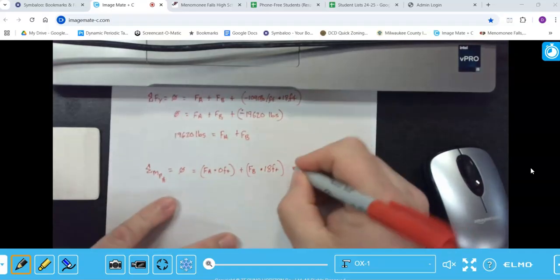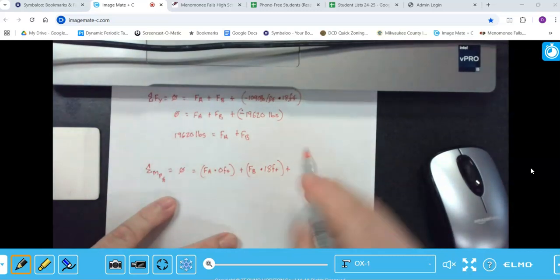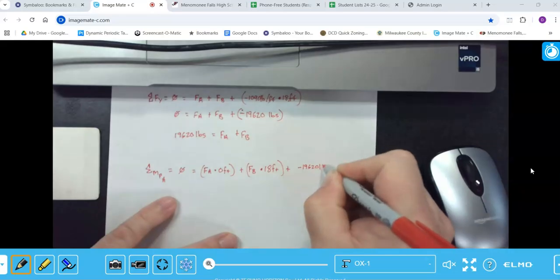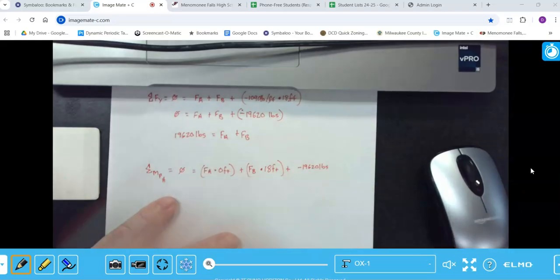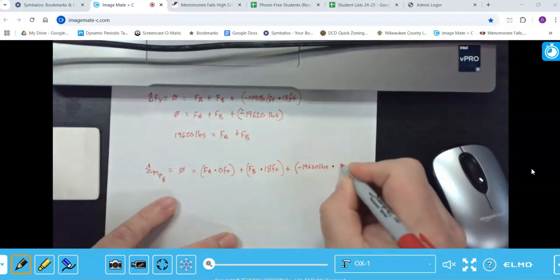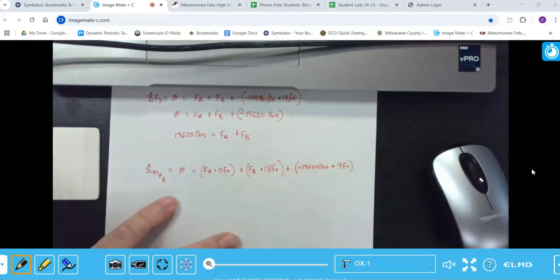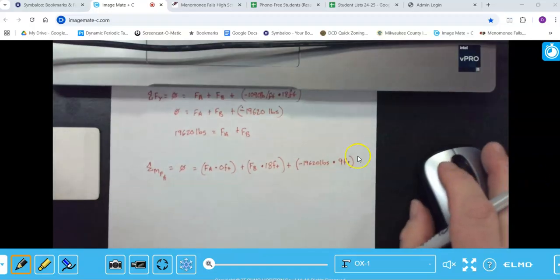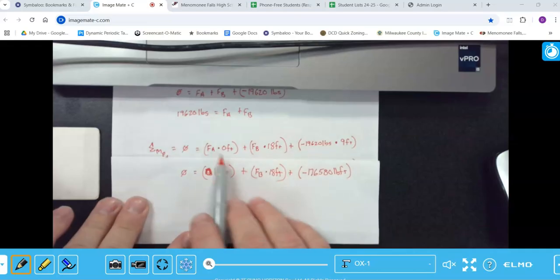So that is going to be, I have to add it because we're summing these, but it is negative 19,620 pounds. It's the same number that I had right there. It's negative because that would be acting down, and that acts down at the 9-foot mark. So I'm going to do a little bit of quick math here. When I did my quick math, these two numbers multiplied together is 0.